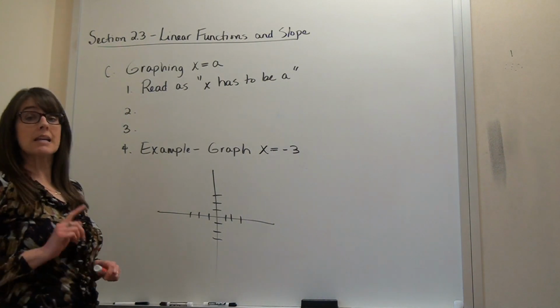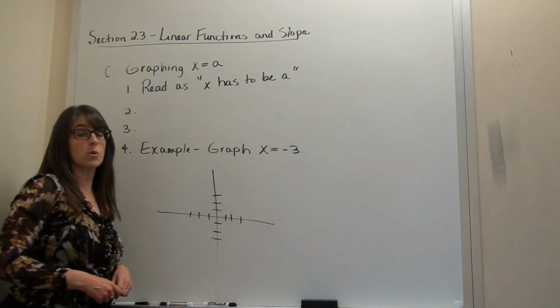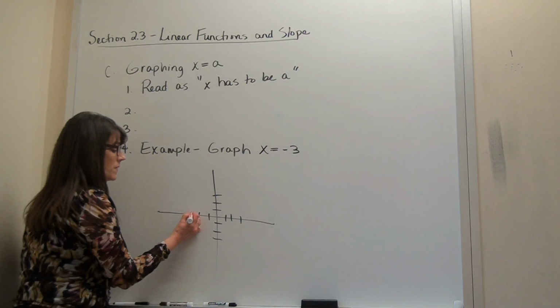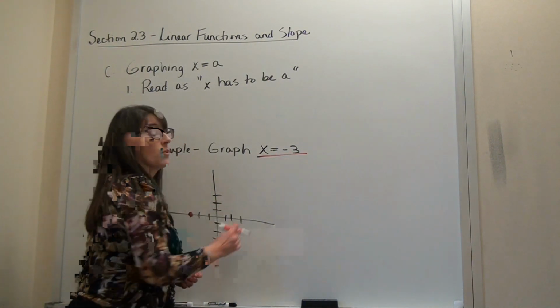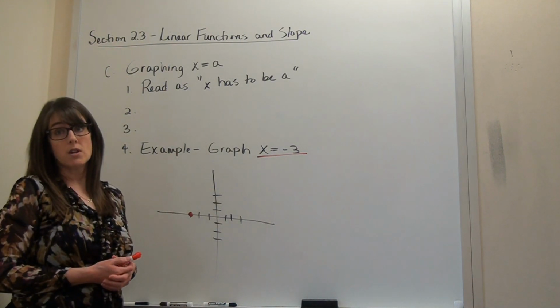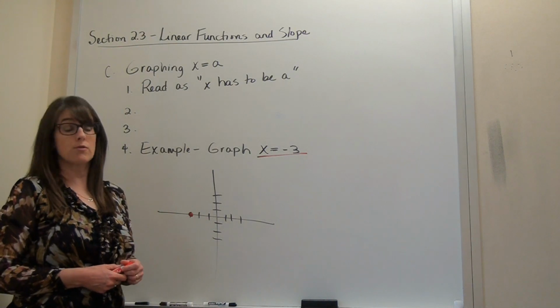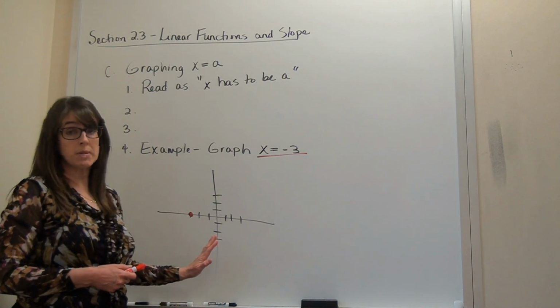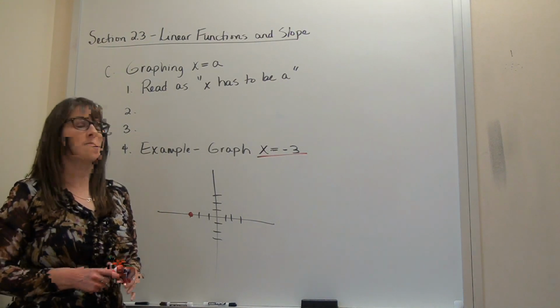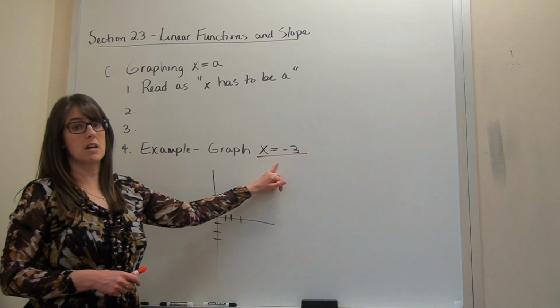Now when I read it as x has to be -3, I look at my 2D coordinate plane and I say, okay, where is the x of -3? Right here. And then I look at this and I say, well, there's no y in there, so I really don't care what y is. Just make sure that the x is -3 on all of the points that are on that particular line. So the y can be positive, negative, fraction, decimal, doesn't matter, just make sure that the x is -3.